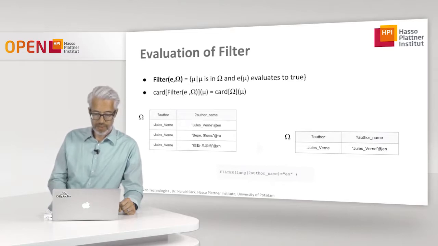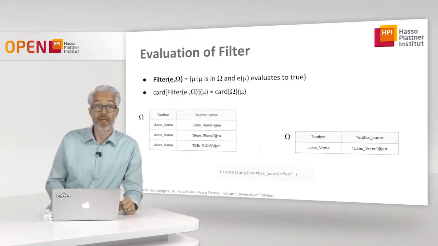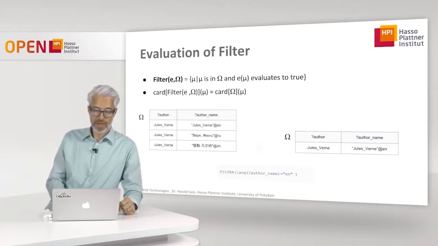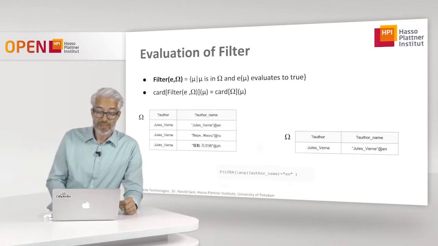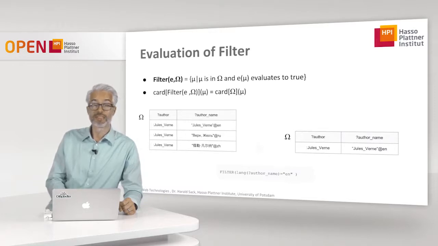Okay, so let's look at the basic example. Here we have a table which consists of a column author and author name, and we have the author Jules Verne with several author names in several languages. We want to filter out only the author name in the English language, and the result will be only the one assignment where the filter constraint really holds. This is the first one, where the filter constraint, the language of author name equals en, really computes to true. So only the first one will be in the given result.